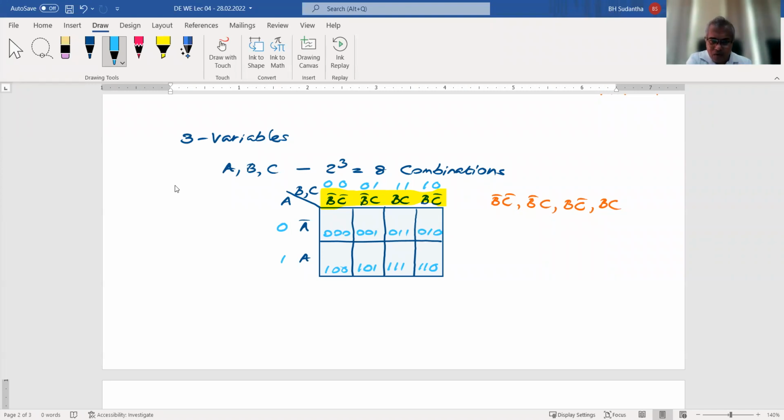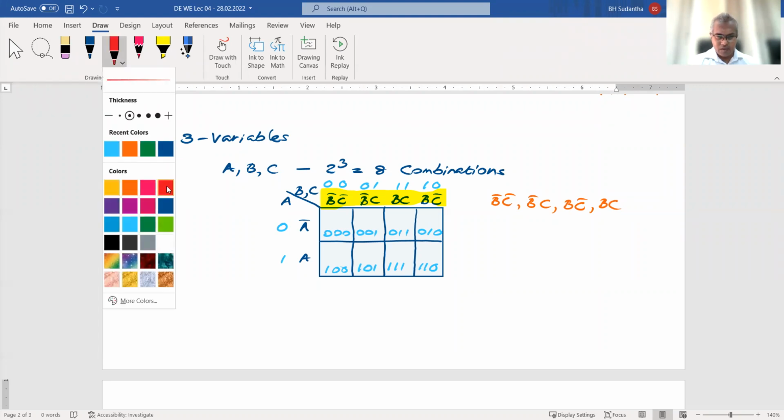Actually, it is not necessary to follow this pattern. But whatever pattern you like, you can use. The only thing you have to consider is that from one grid to the next grid, horizontally or vertically, it doesn't matter, you can change one bit at a time. Because of that, we stick to this pattern. But if you want, you can have a different one. This is correct. This is not.